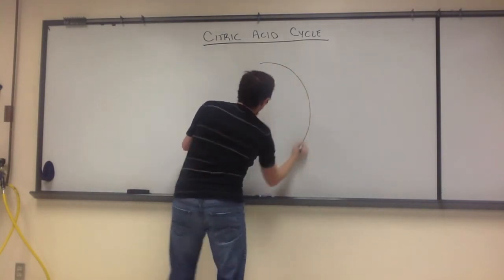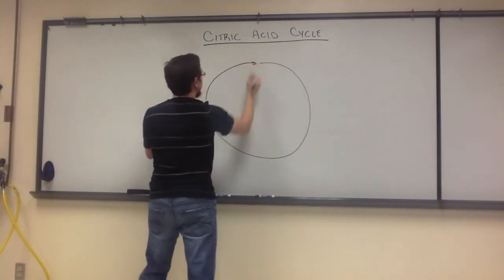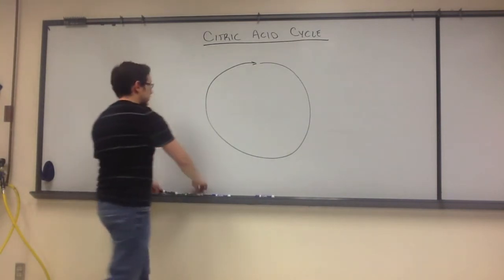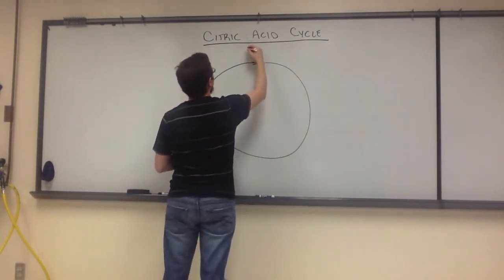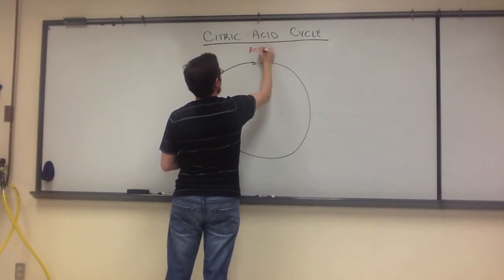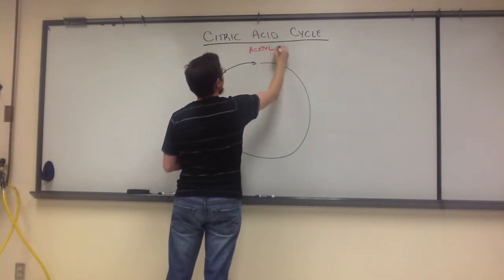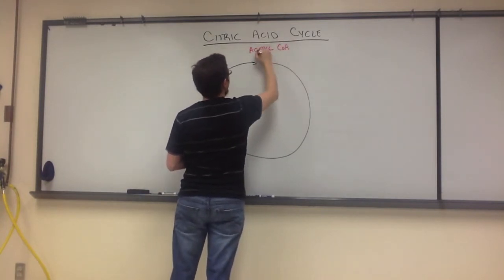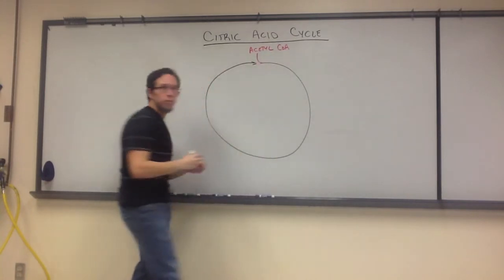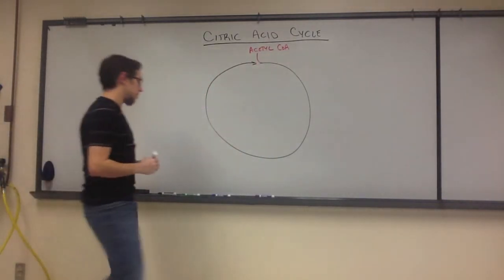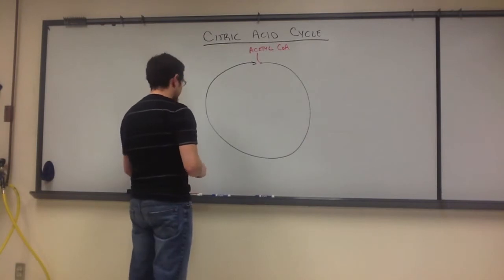So we have this cycle, and each of the molecules of acetyl-CoA that we've produced are going to enter this cycle. So I'm going to draw the cycle for one molecule of acetyl-CoA. Understand that if we've generated 2 molecules of acetyl-CoA, each of them can enter this cycle.